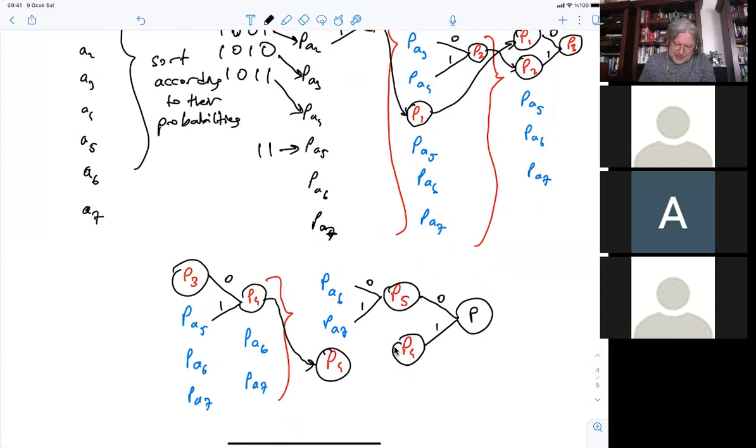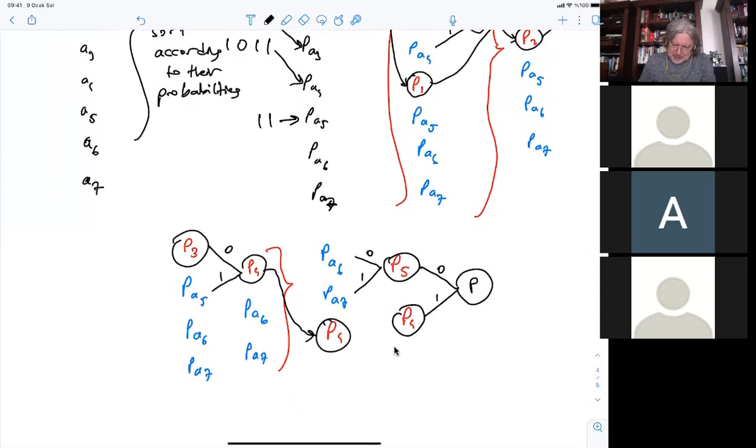And then PA6. PA6 is here. Through P5, it is 0 and 0. This 0 and this 0. So 0, 0 is PA6. And PA7 is 0, 1. So these are the code words.